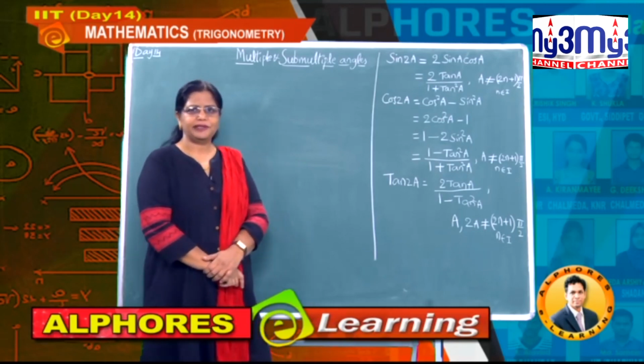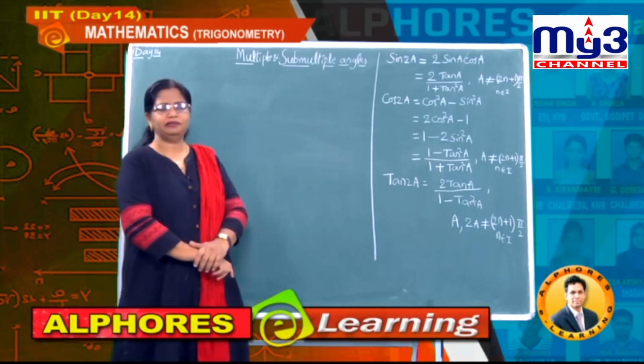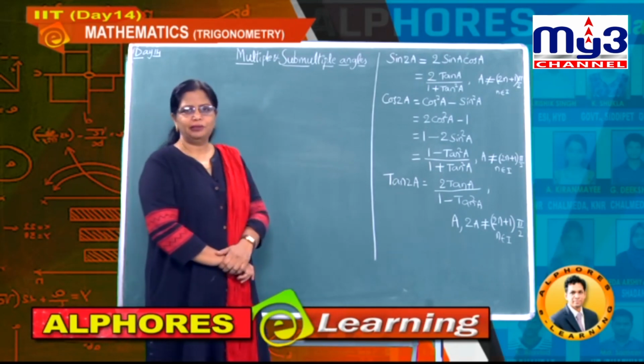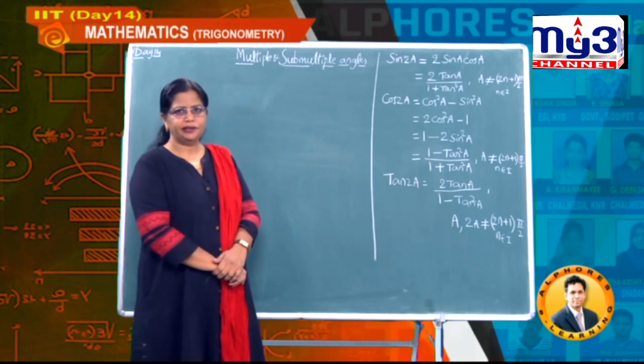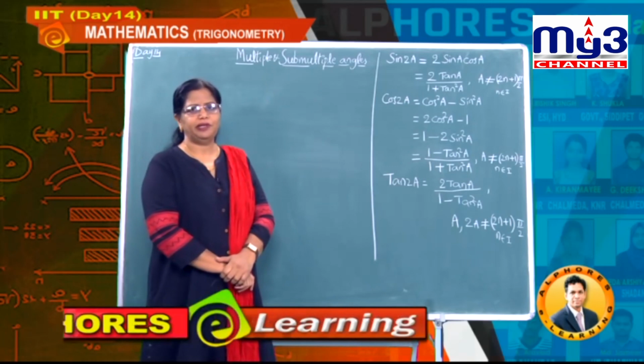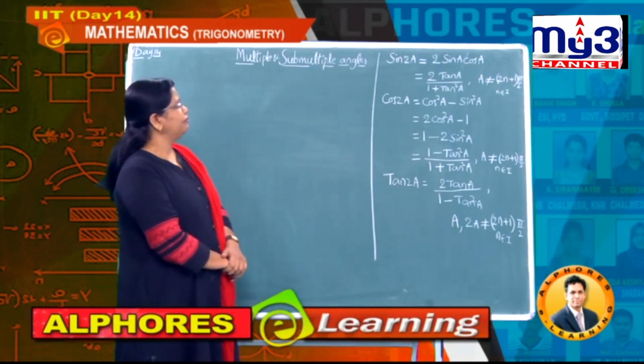Today we are going to discuss multiple and submultiple angles, which is the third chapter of trigonometry. First we have done trigonometric ratios and identities, later we did compound angles, now we are going to do multiple and submultiple angles.